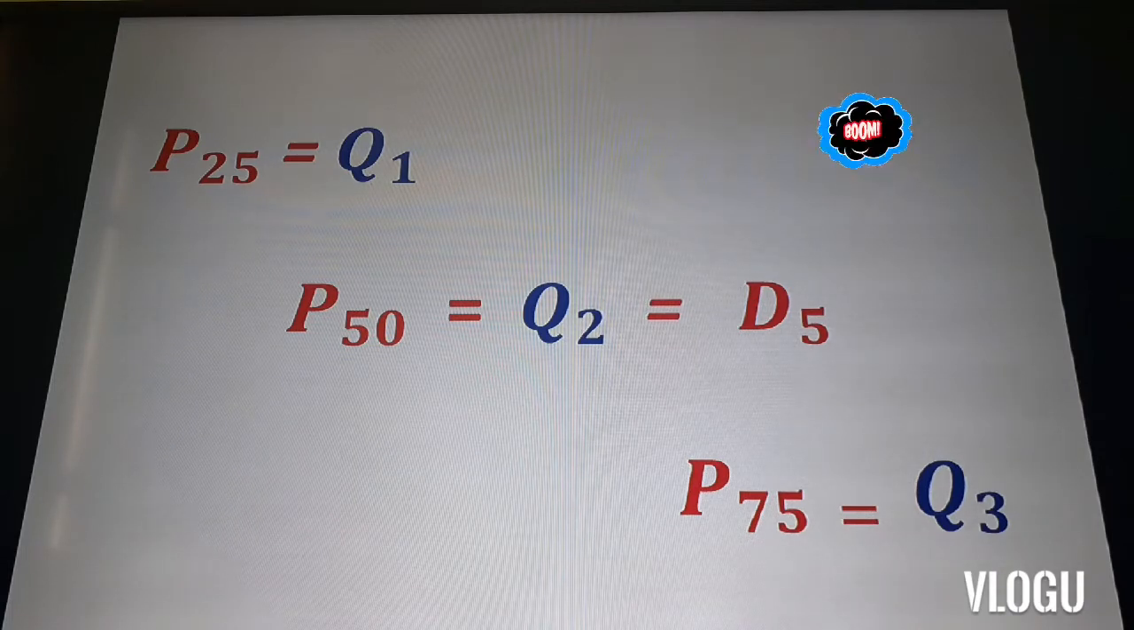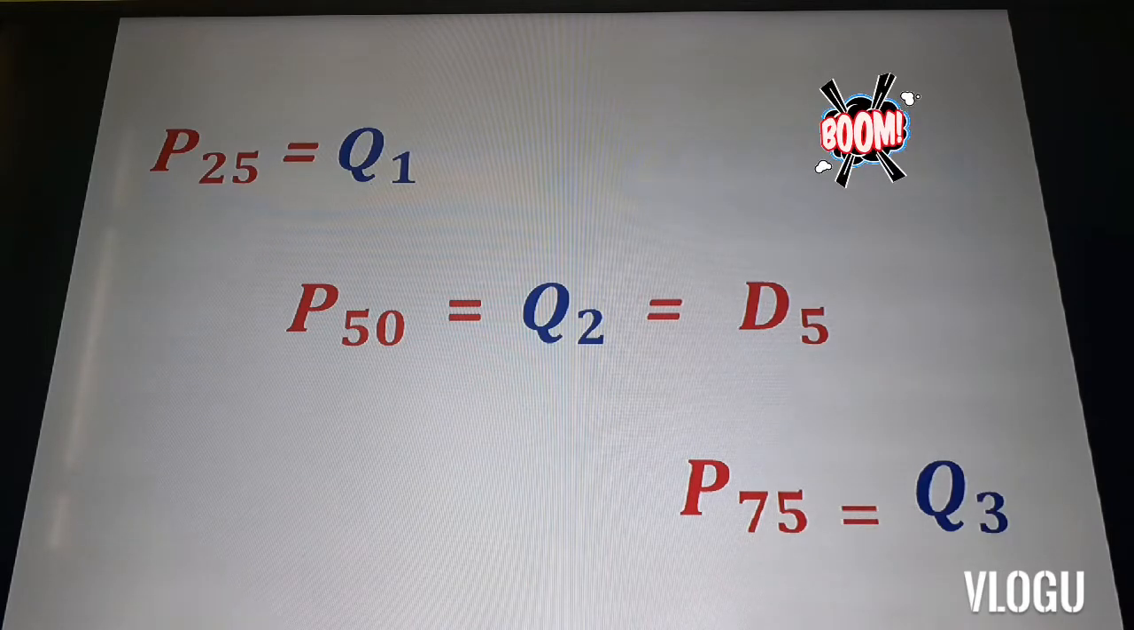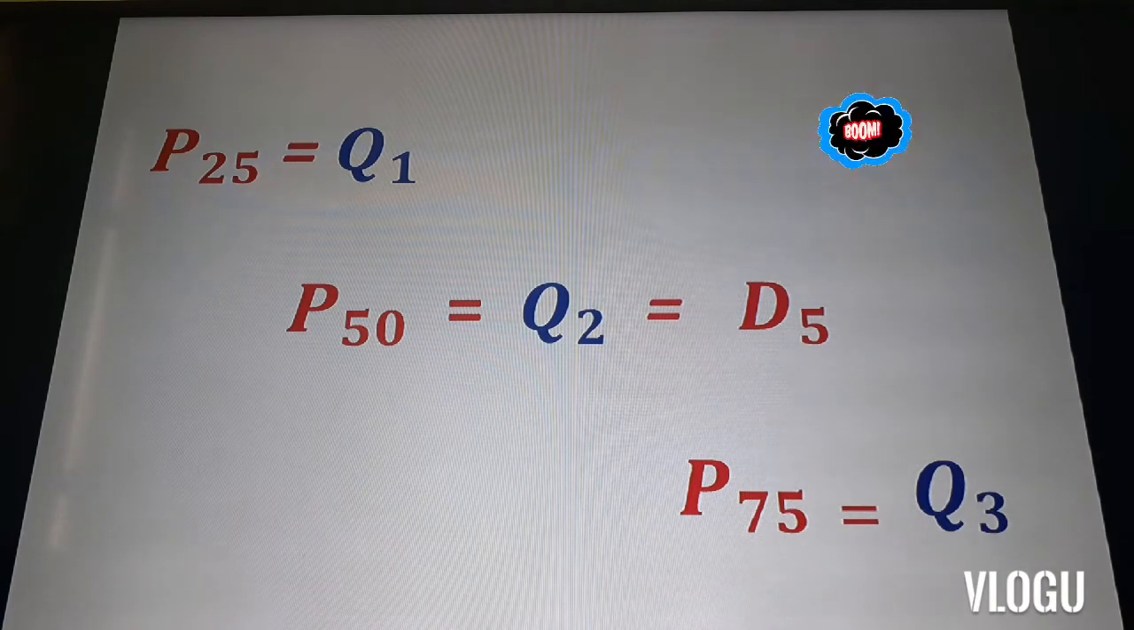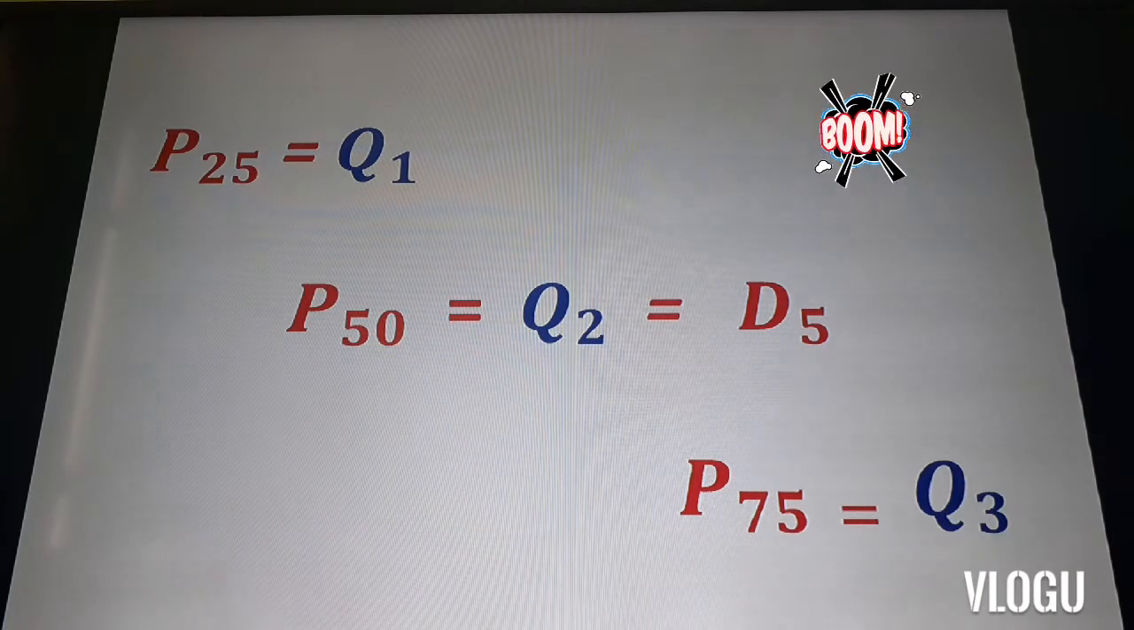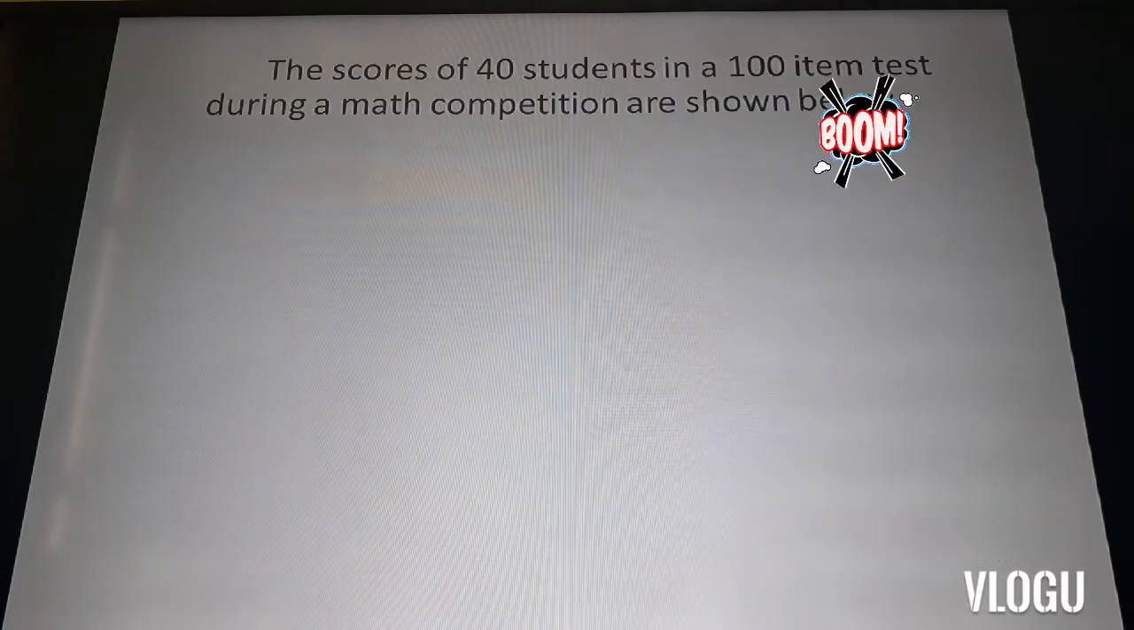If we have decile 8, that is also equivalent to percentile 80. If we have percentile 70, that is equivalent to decile 7. In short, to solve and to find the deciles and the quartiles, we must apply the percentile formulas. Let's have an example.